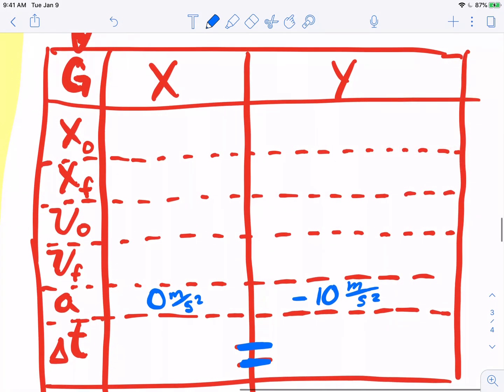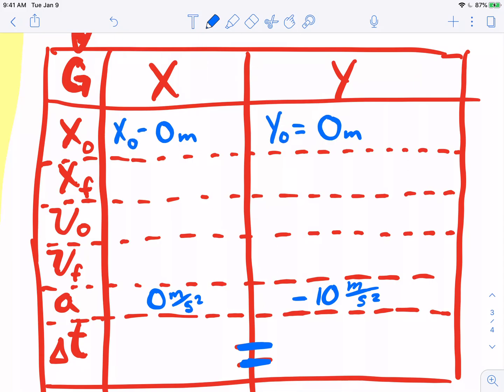Okay, now let's see. Can we find some other hidden givens? All right. There are some other hidden givens. Now, there's some things we can decide for ourselves. Here's one that I usually decide for myself. My initial position, I usually say is position 0. So that gives me some more numbers to put in my table. So my initial position, I'll say this is 0 meters, and I'll say this is also 0 meters, okay? And so this is my initial Y position, and this is my initial X position of 0 meters.